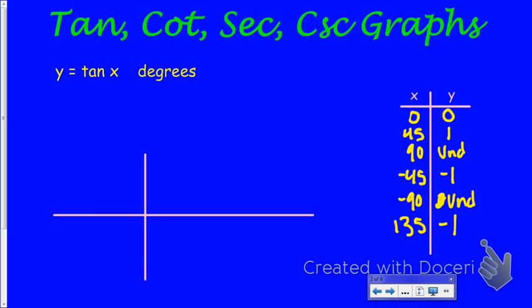So I can start by plotting a few of those points, but the problem is I don't really know what's going to happen when my graph is undefined. So what I'm going to do is look at my graph as I get close to that undefined point, and I'm going to plug in some values in my calculator to see what happens. So I'm going to go ahead and plot those points that we do know. And then let's look at our calculator.